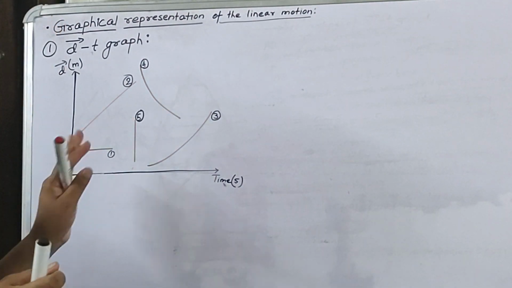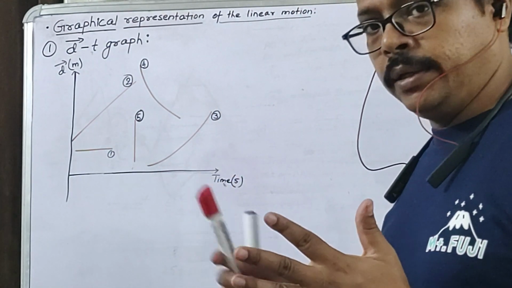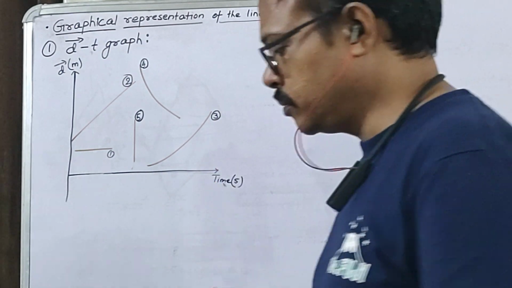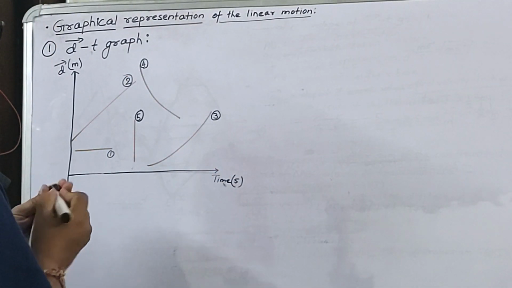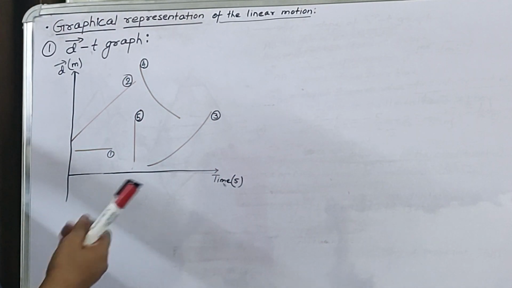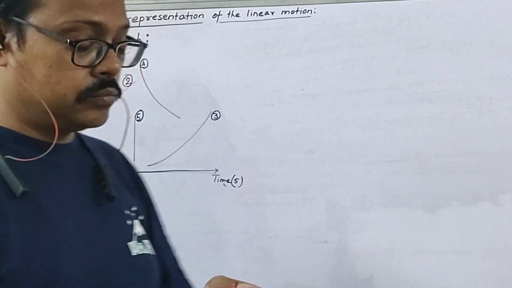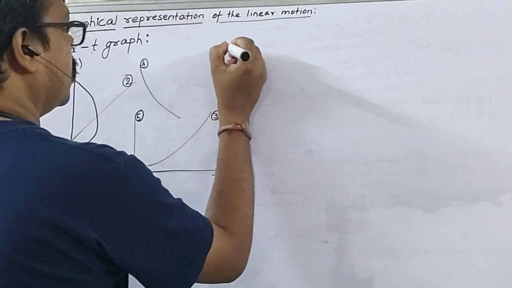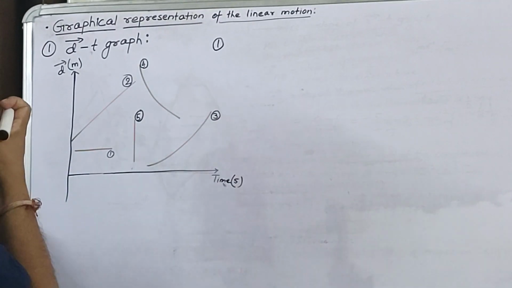Now, these 5 different graphs you have been presented with, and you are being asked to comment on the type of motion. The displacement time graph is of great use. With the help of the displacement time graph, we can comment on velocity, whether the velocity is changing with time or the object is traveling with the same velocity. So let us start with case 1.